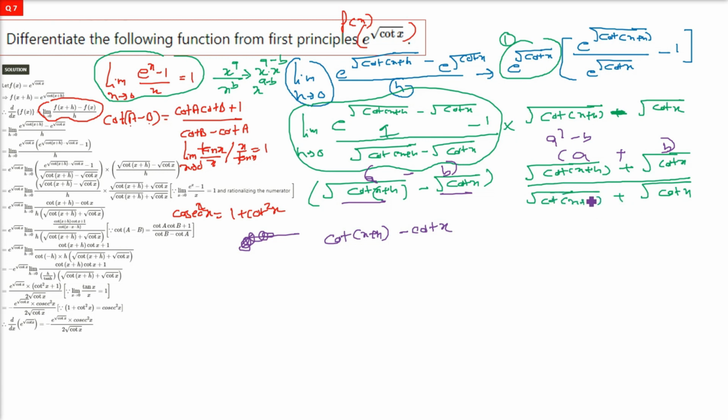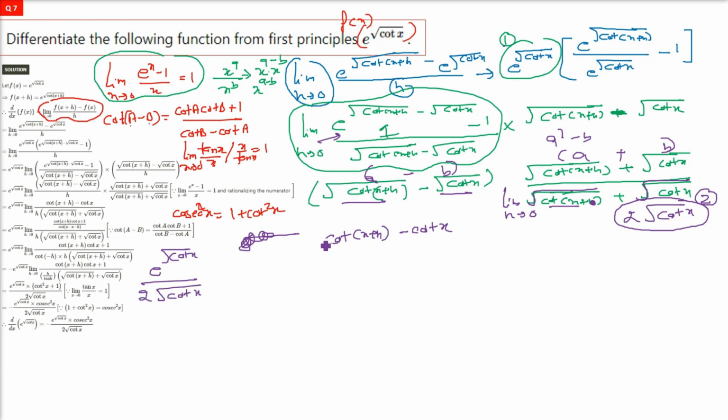Since this term is not giving us any untoward value, you can apply the limit h tends to 0 here only. So in the denominator, I am applying limit h tends to 0. It is going to be under root cot x plus h, h will be 0. So you have under root cot x plus under root cot x, that is twice of under root cot x. So twice of under root cot x we got. Now I am again circling it because this is the second term which we will be having in our answer. So what is remaining? e under root cot x, twice of under root cot x is already there.